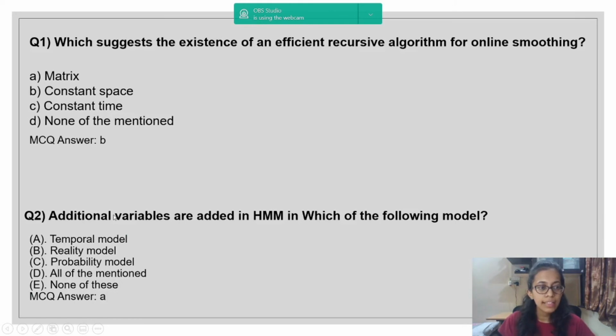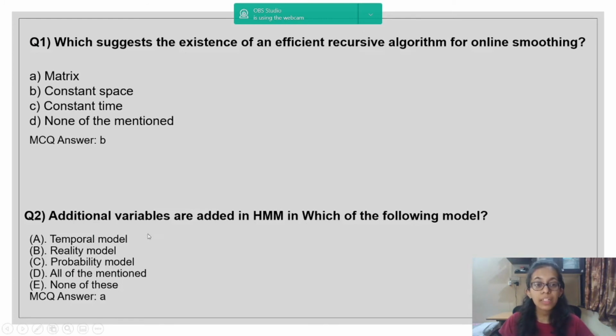B. Second, additional variables are added in HMM in which of the following models? HMM is hidden Markov model. So which of the following can have additional variables added into it? Now, reality and probability model. Reality model is when there are real-time applications required or real-time factors included in this model. So we cannot directly add variables into it.